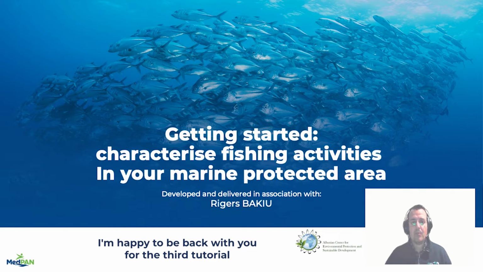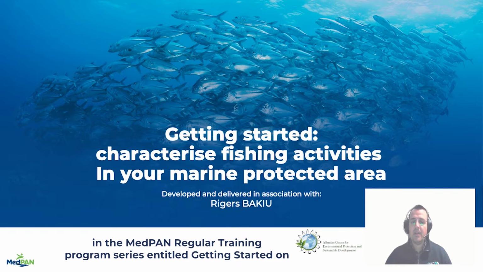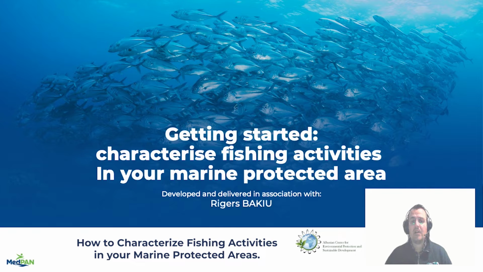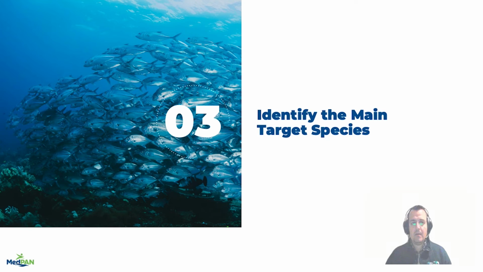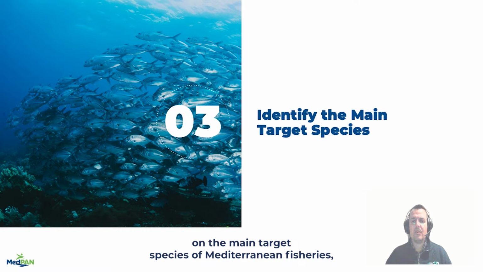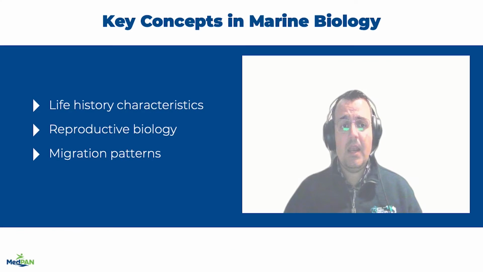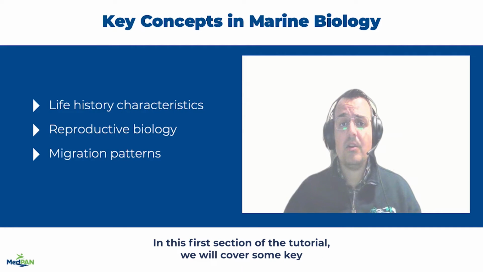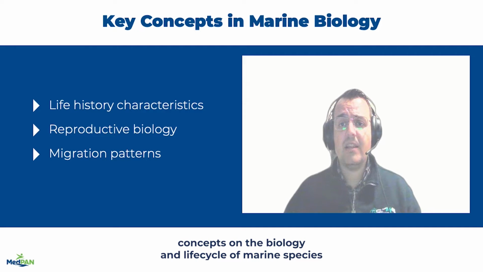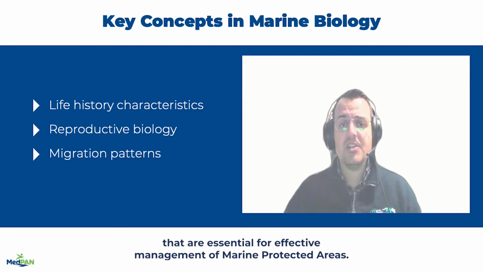I'm happy to be back with you for the third tutorial in the MedPAN regular training program series entitled Getting Started on How to Characterize Fishing Activities in Your Marine Protected Areas. Today, we'll focus on the main target species of Mediterranean fisheries, looking at their biology, life cycle, and key characteristics relevant to MPA management. In this first section of the tutorial, we will cover some key concepts on the biology and life cycle of marine species that are essential for effective management of marine protected areas.